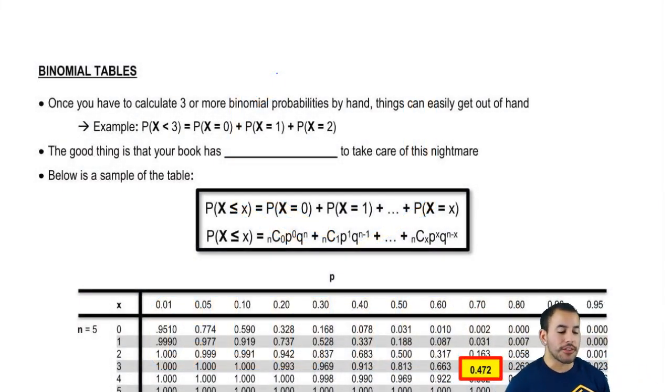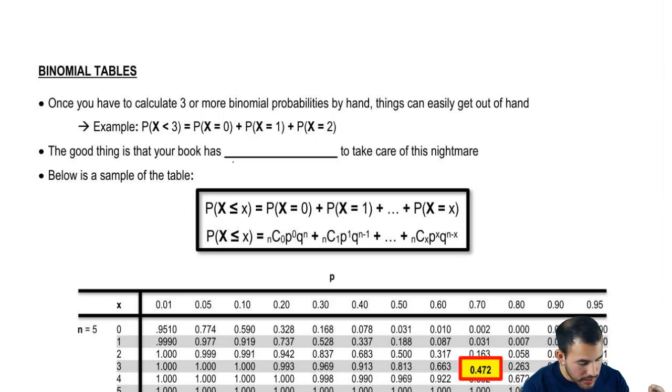Once you have to calculate 3 or more binomial probabilities by hand, things can easily just get nuts, right? So we have the probability of x is less than 3, so the number of successes is less than 3. That would basically have us calculating 3 binomial probabilities. Each of those takes a lot of time to do, probably a couple of minutes each. So it takes us a while to calculate something like the probability that the number of successes is less than 3. The good thing is that the book has the binomial table.